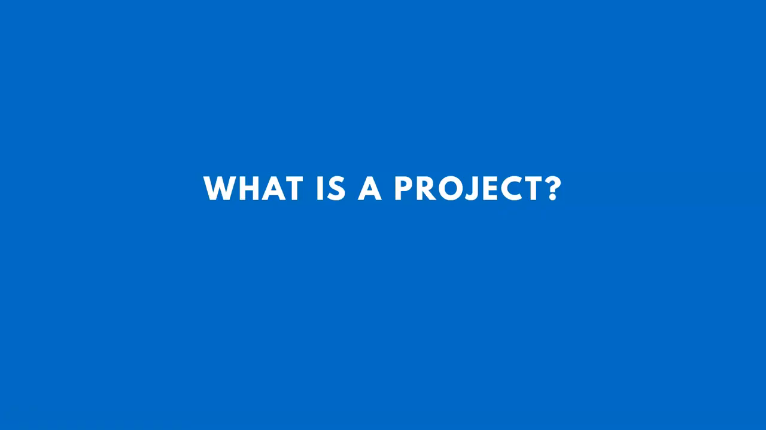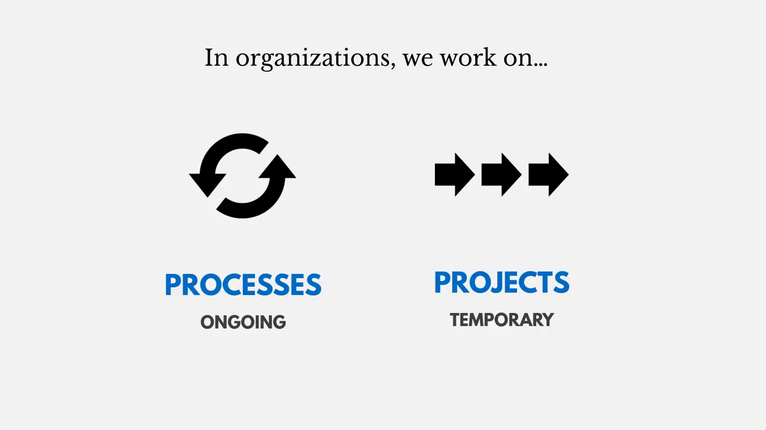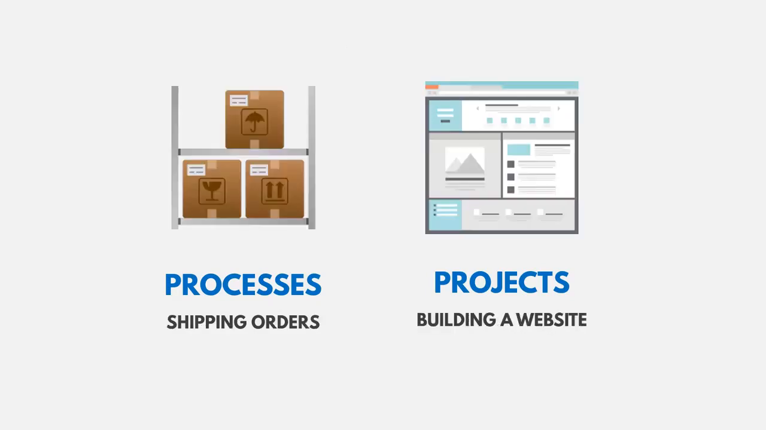Okay, so here's the first question. What is a project? So in organizations, we work on processes, which are ongoing. We pretty much do them the same way every time, and projects, which are temporary. They have a start and they have a finish. So an example is a process in our business might be to ship orders. We pretty much do them the same way every day. And a project, which is temporary, might be building a website. We're not going to build a new website all the time. We might maintain it, but it's going to be a project to just get it stood up.